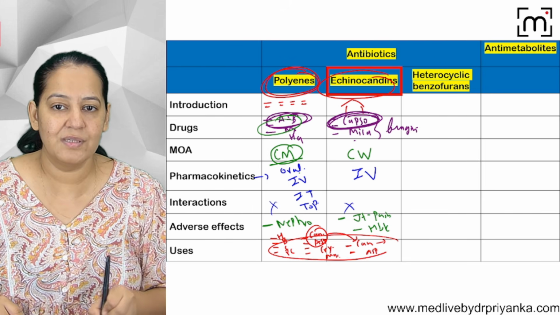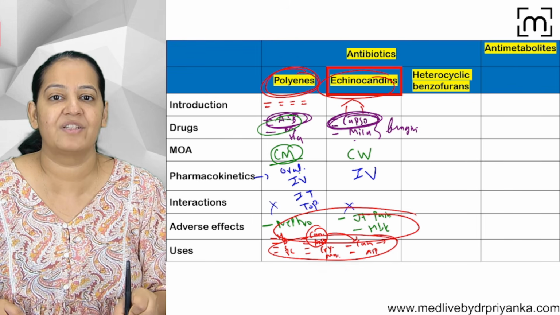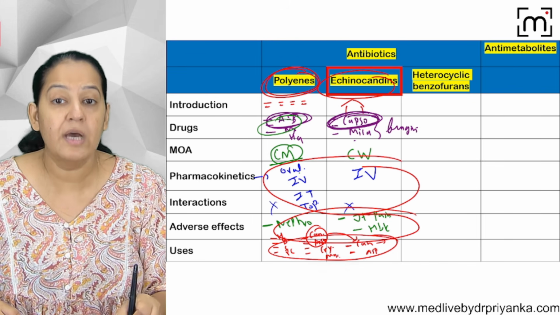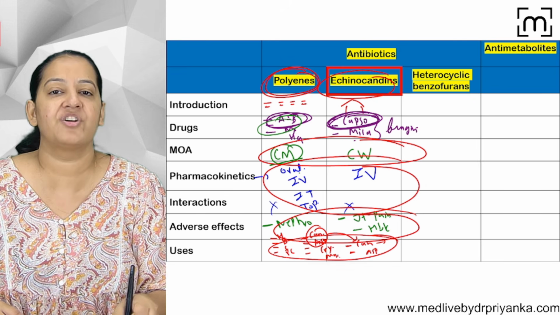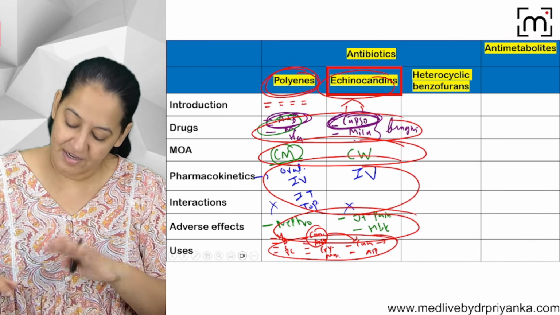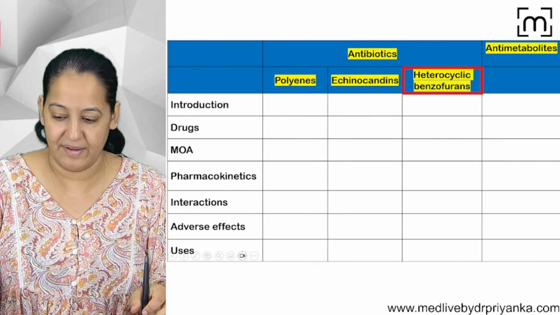Okay, so you know the uses, you know the specific adverse effects, you know the pharmacokinetics, routes. Most importantly, you know the mechanism of action, you know the names of the drugs, like that. Coming to the third category, so antibiotics will be done.